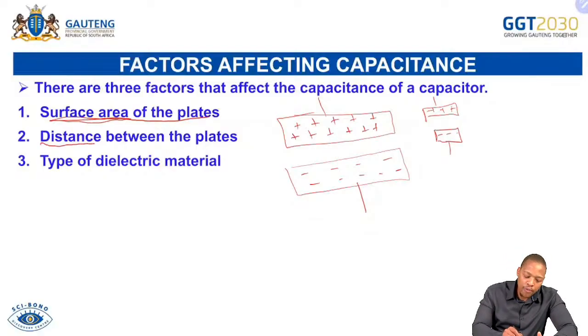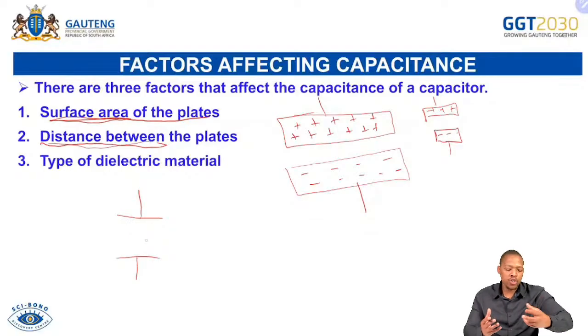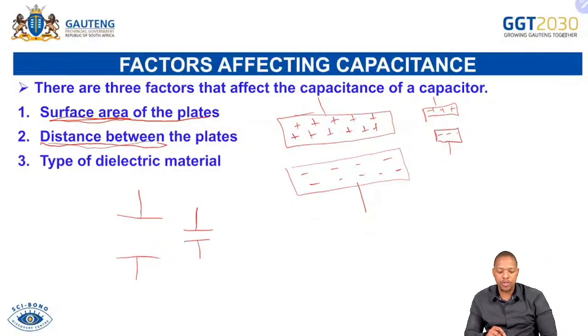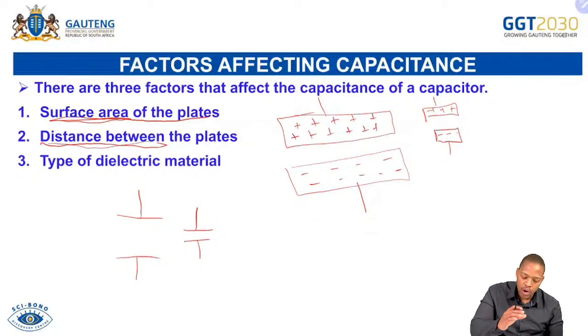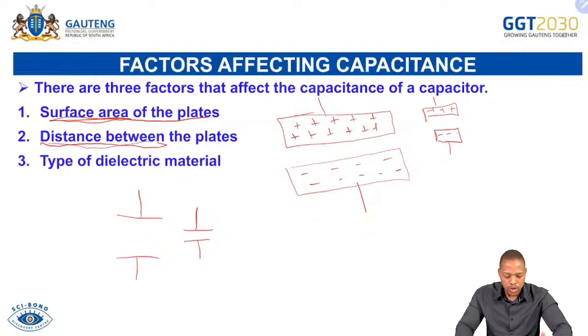You can also affect it by changing the distance between the plates. If the plates are this far apart, the electric field here is going to be weak, so the push of electrons won't be that much. But if the plates are closer to each other, you're going to have a stronger electric field between the two plates. So you will affect the capacitance, meaning that you will be able to push more electrons on one side and them going to the other side, creating that electric potential difference that we are talking about. So distance can affect the capacitance of a capacitor.